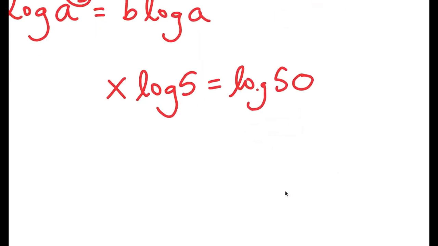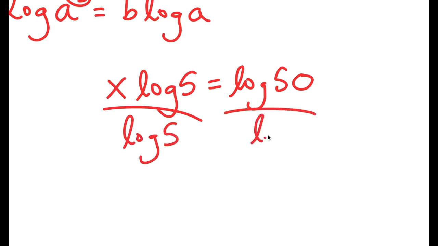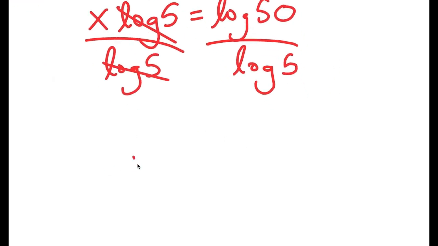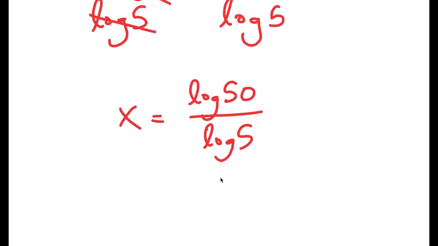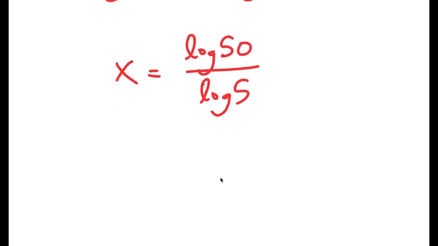And now remember, we want to find the value of x, so all we have to do is get rid of this log 5 by dividing both sides by log 5. So now these two cancel out, and I get x is equal to log 50 over log 5. And now, let's simplify this a little to get the exact decimal value.